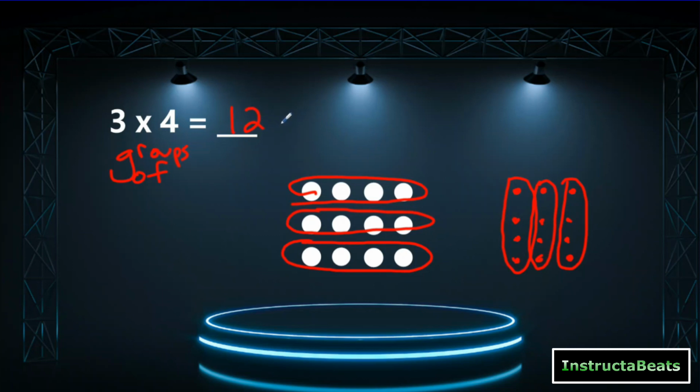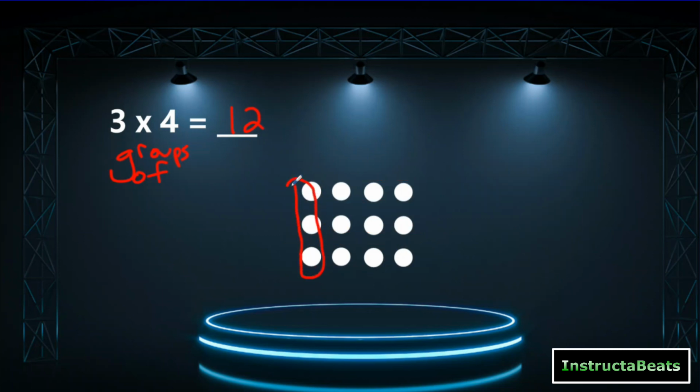Or you could recognize that and use your skip counting, your repeated addition. 3 groups of 4 is 4 plus 4 plus 4, which is also 12. You could do 4 groups of 3 here, okay? Now that'd be a different multiplication equation. It's gonna give you the same answer, right? But now we have 4 groups of 3. But again, the total in our array is 12.